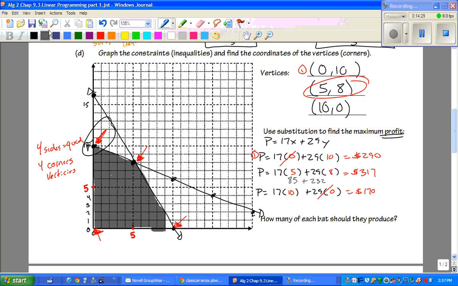So how many of each batch should they make? Well, remember what your X is. Your X is the homer hitters, and 8 of the big timbers.